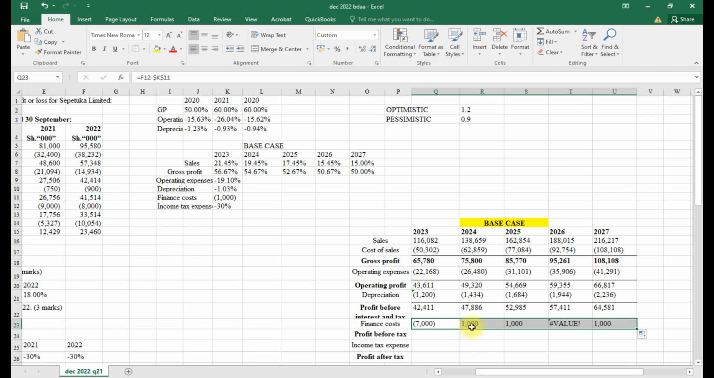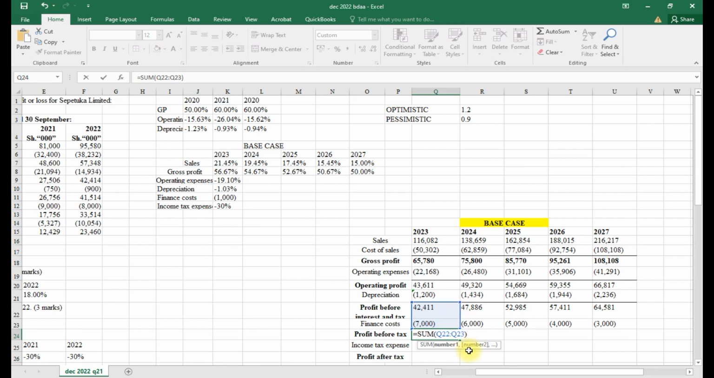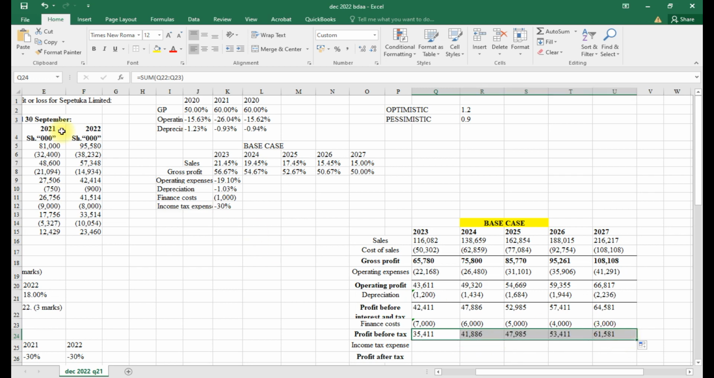Okay, so that one is wrong. Let me undo that. So the second one will be this, and I minus this value, and again I will fully lock this, and I enter. I believe now that pattern I can drag now, because it will pick that pattern. Yeah, that one is okay. Alt equals, and I combine the two here. So this will be our profit before tax. I will drag that, and I put top border on that.